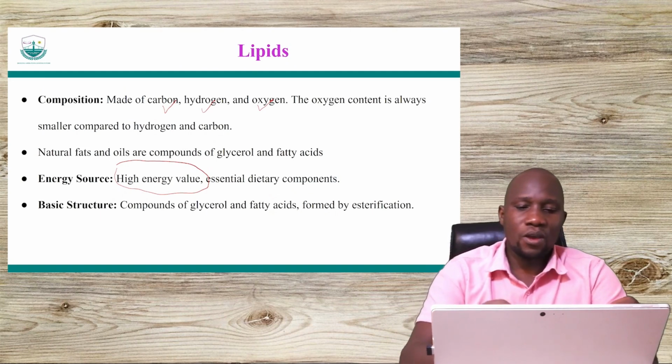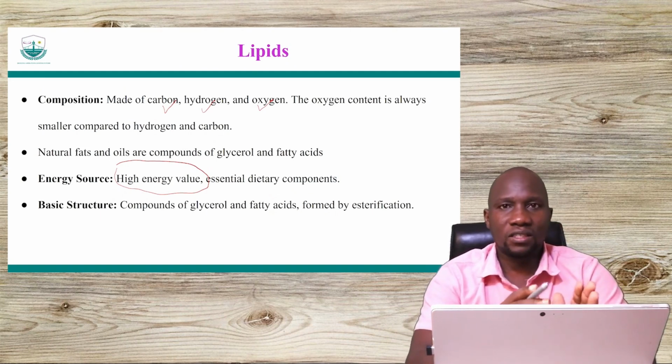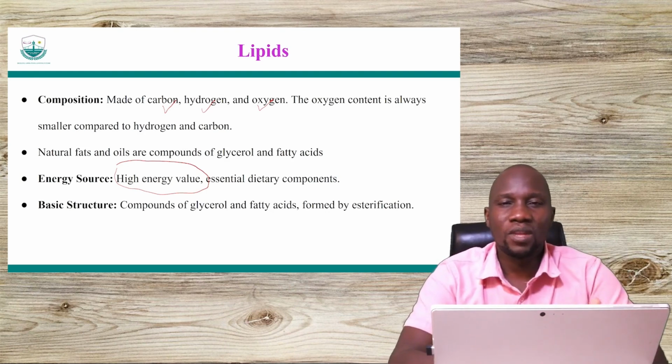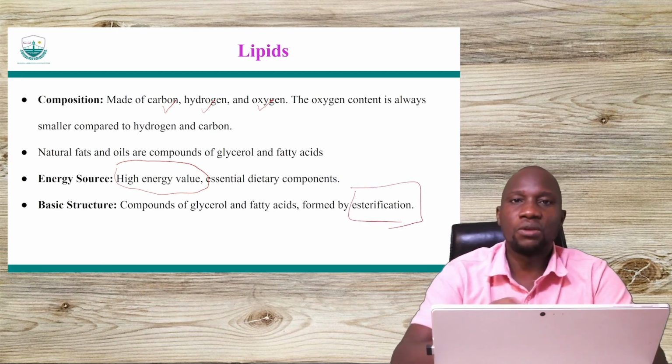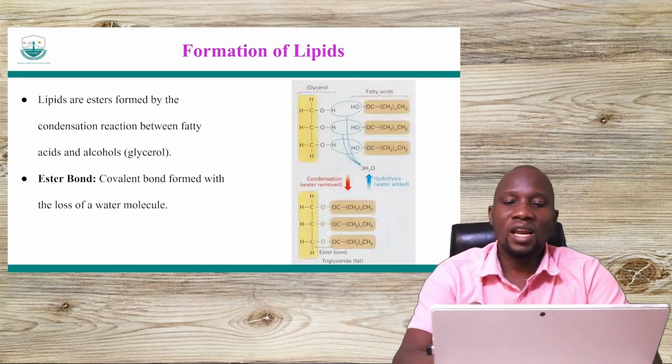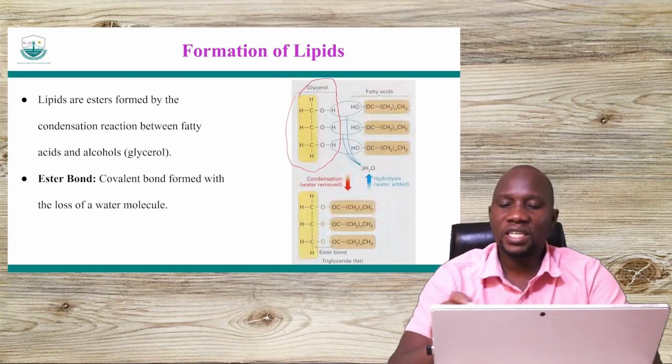The formation of these fats, we have said, is when glycerol combines with fatty acids to form the lipids. That combination is called esterification. It involves the formation of what we call ester bonds. So you have glycerol, which is this compound here, combining with the three fatty acids: 1, 2, 3. That combination is what we call condensation.